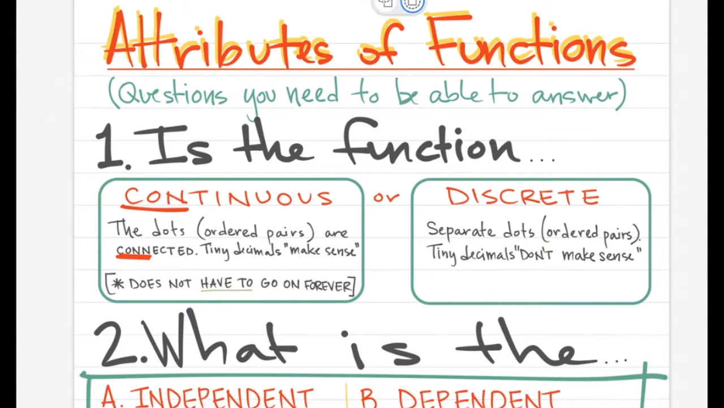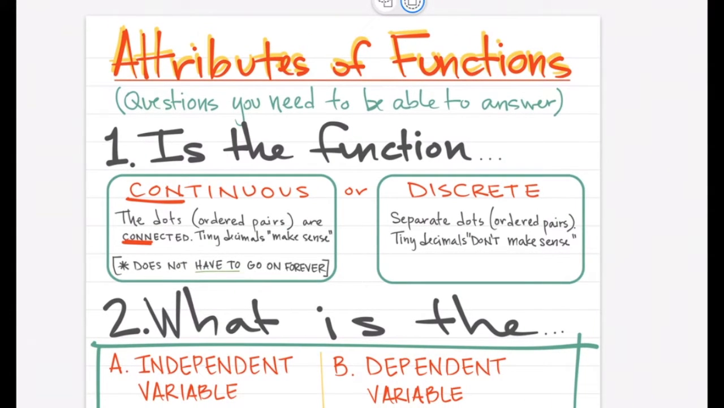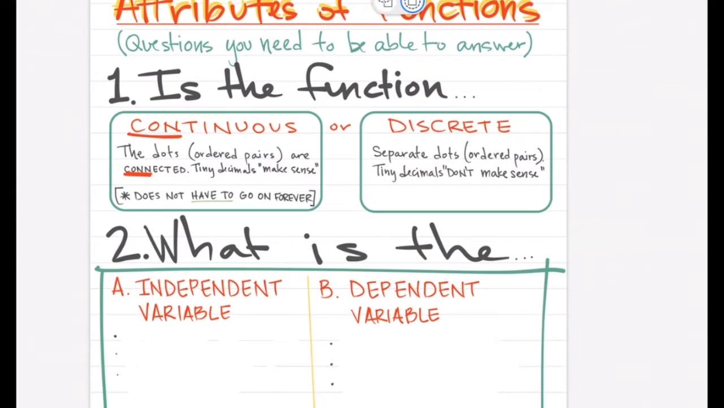The other type of function is called a discrete function. These are functions where there are separate dots, so each ordered pair is separated. Those dots are never connected. And if you have a practical scenario, the tiny decimal numbers don't make sense. So maybe you would have half a person in a practical scenario, or you could buy a tenth of a soda or something like that. So it's going to be things that don't make sense, that make you have to graph this specific function with individual dots. So think discrete is dots, and that's what you're going to see.